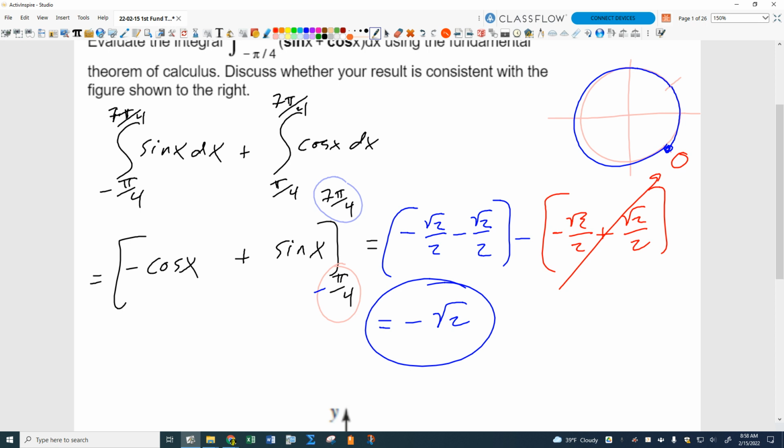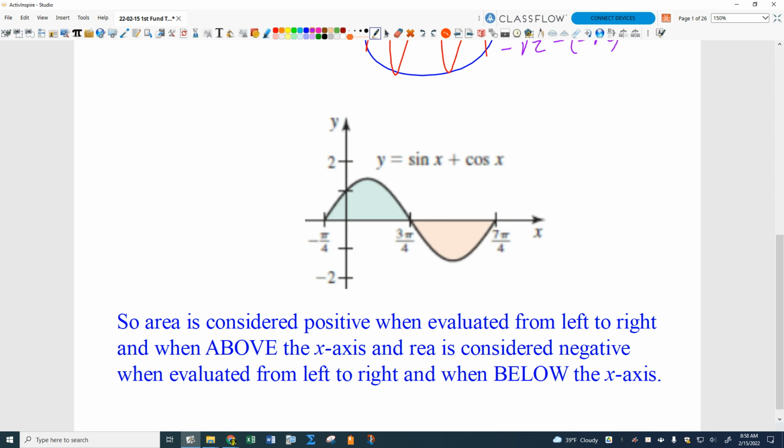So this shouldn't have gone to 0. This should have been a negative. And I would have had negative the square root of 2 minus negative the square root of 2 equals 0. Everybody get that? Okay, so our total answer then looks like negative square root of 2 minus negative square root of 2 equals 0. Okay, does that look like 0 to you?